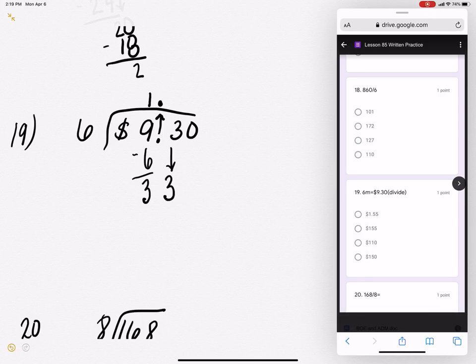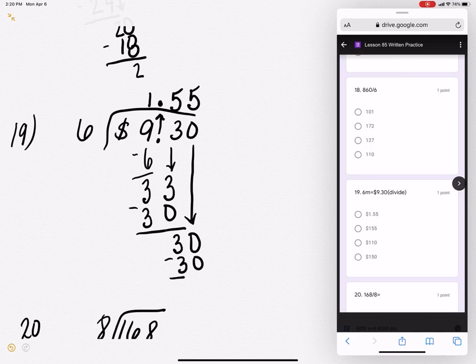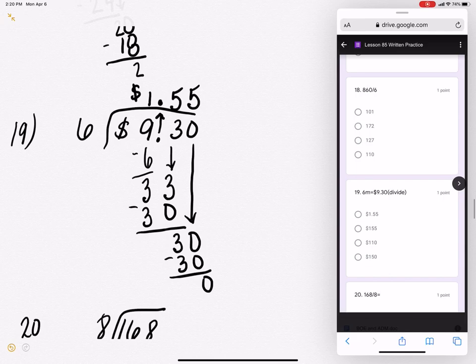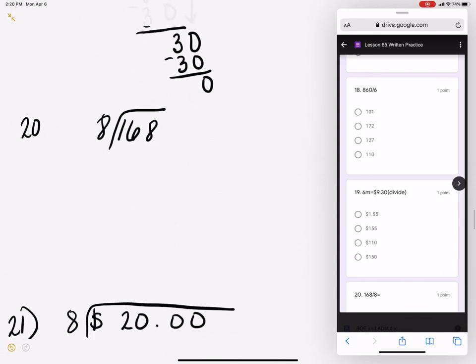6 times what is 30? 6 times 5 is 30. I still have 3 left over. Bring down your 0. We just did 6 times 5 is 30. I have no remainder. So the answer is $1.55. Make sure you put your decimal directly above where it was in the problem to get the correct answer.